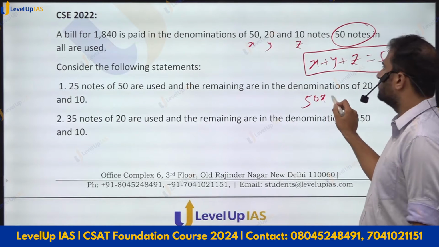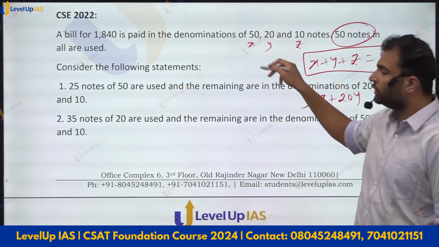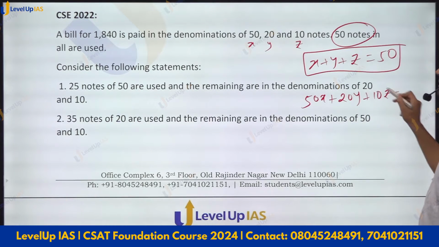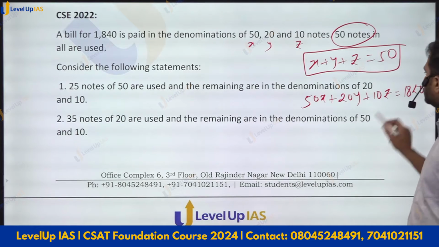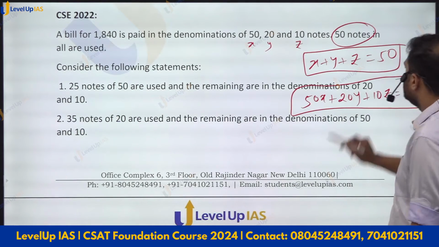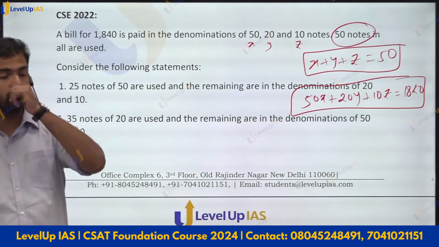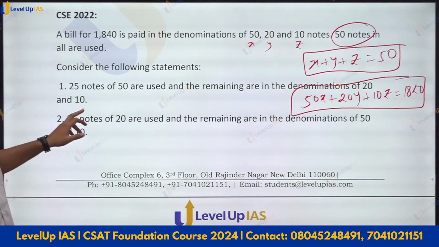50 times x plus 20 times y, value of all the 50 rupee notes that are used, plus 10 times z is equal to 1840. Okay, so that is another equation. So we have 2 equations and we have 3 unknowns. How many equations we need to solve this question? One more.